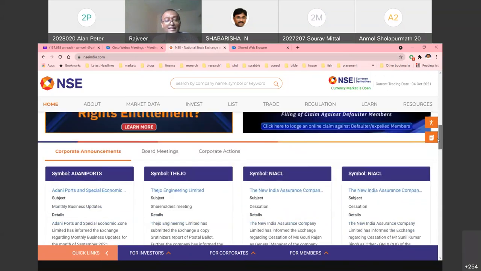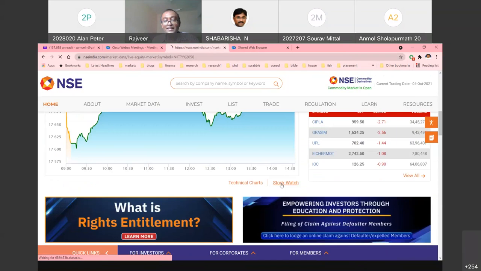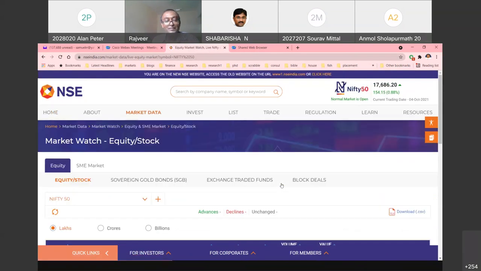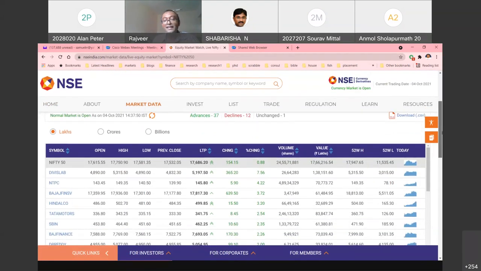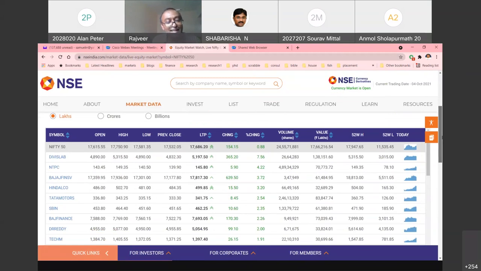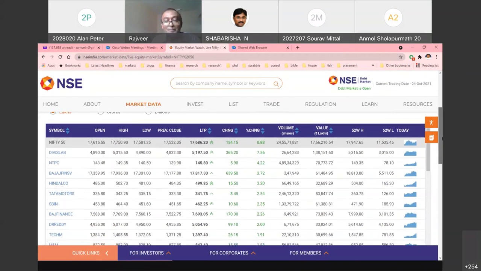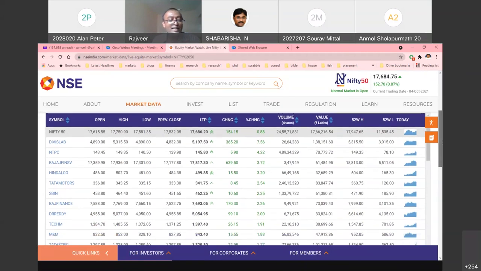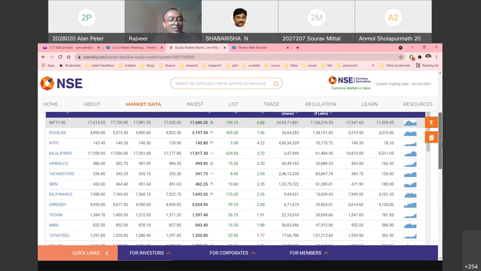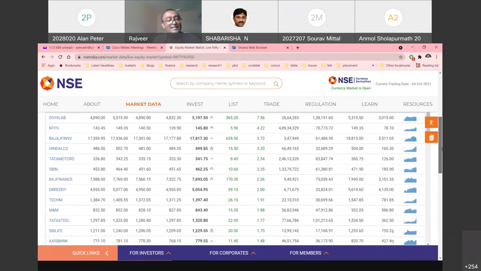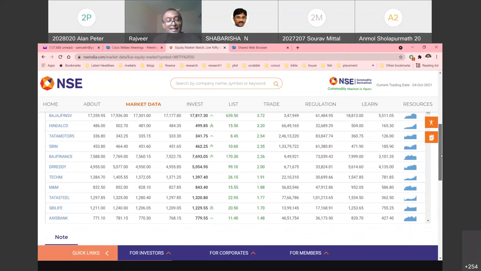So let's look at Stockwatch. I want to see all the companies in the Nifty. Okay, so these are the companies in the Nifty index. So Divi's Labs, which sector is that, students? Pharma. Yeah, that's pharma. NTPC. Power generation. Correct. And so on and so forth. Bajaj FinService, Financials. So you can see the broad range of sectors that are represented in the Nifty.